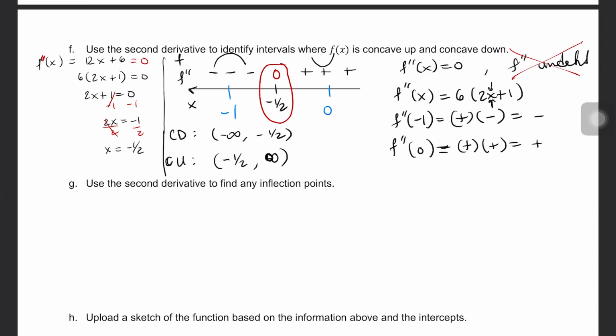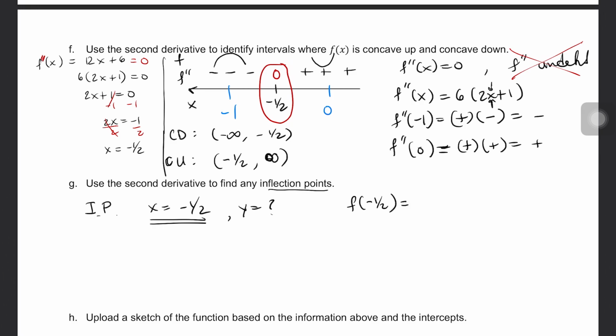Since there's only one point here, we have one possible point of inflection, and that's x equals negative 1/2. Because at that point we changed concavity from concave down to concave up, that means that this possible point of inflection is an actual inflection point. But in order for us to give a point, we need to find the corresponding y value. So what we need to do is go back and plug this into the original function.